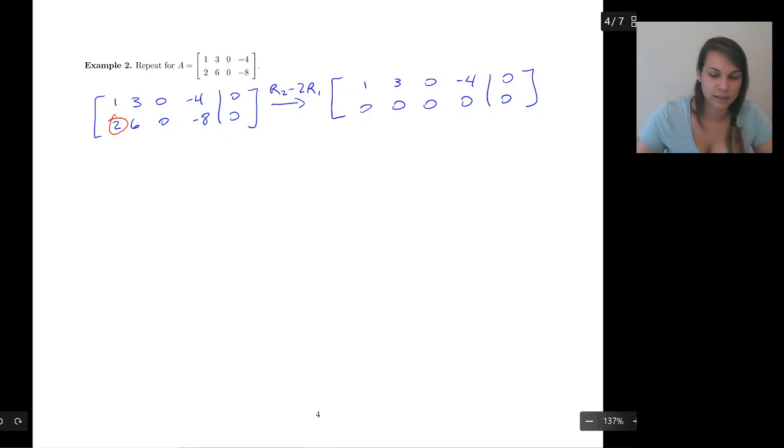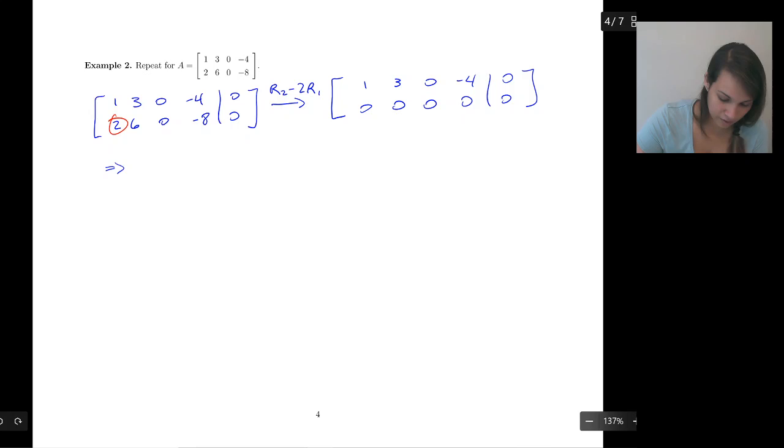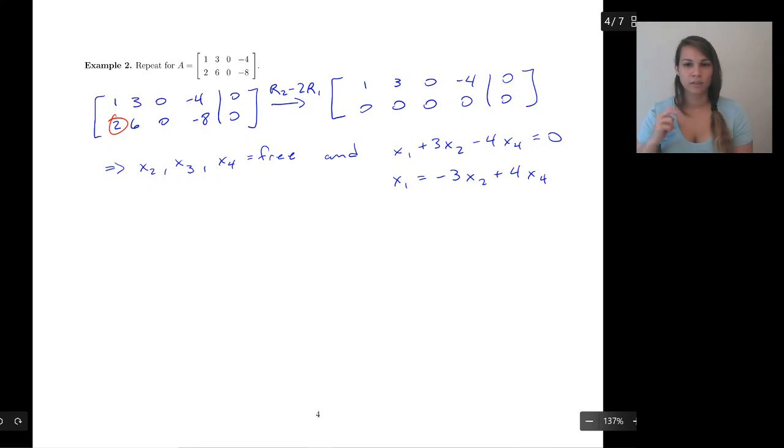Row 2 is now all zeros, which means we have a lot of free variables. The only pivot is right there. So x1 is our basic variable, while all the other ones are free. So x2, x3, x4 are free. And we have an equation for x1 involving x2 and x4. And we're going to solve for x1. Okay, so there we go.